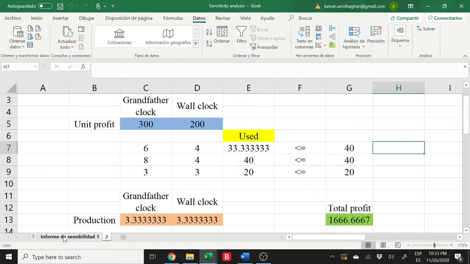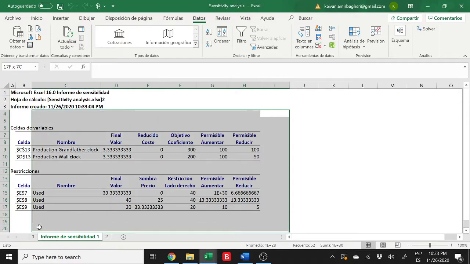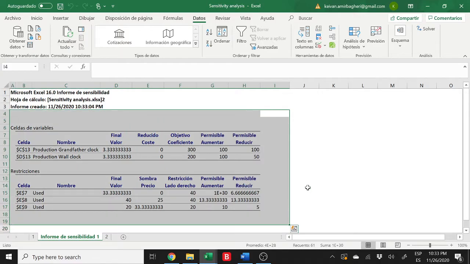It creates this one. Just before checking this, pay attention to these values that we have: 3.33, 3.33, and the total profit 1666.66. Now let's go back to this informe de sensibilidad to see what happens. So this is the report that solver automatically creates for us.